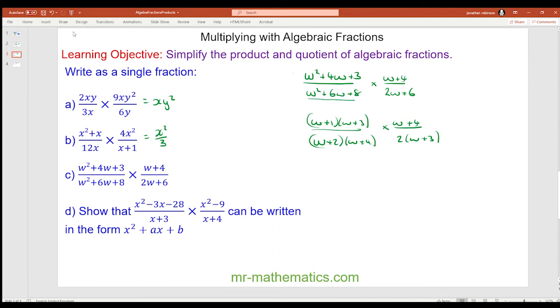And you can see we can cross simplify here and here and here and here. So we're left with w plus 1 over 2 lots of w plus 2.